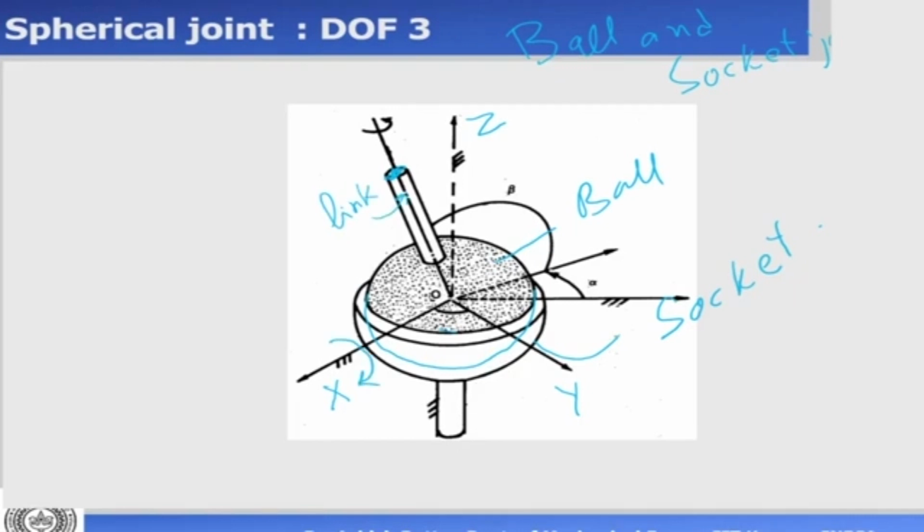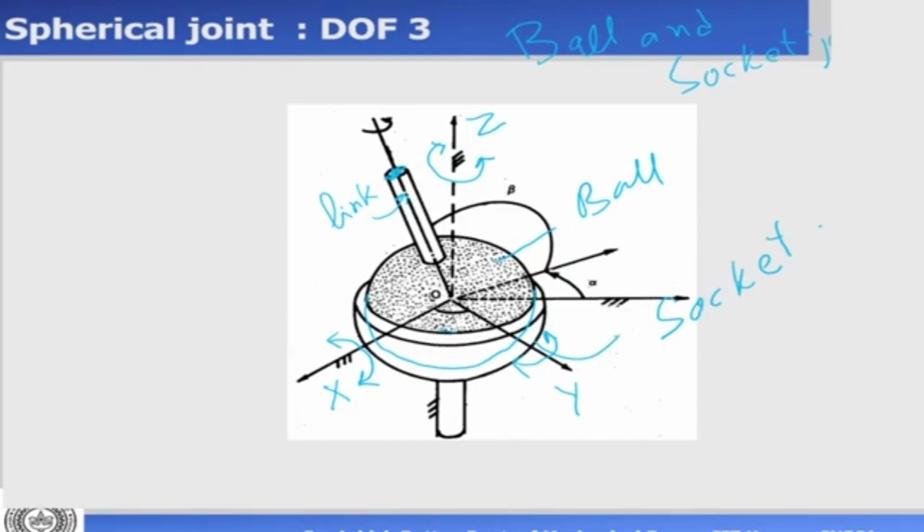Okay, and rotation means it is both clockwise and anti-clockwise. It can rotate about the y-axis. So my y-axis is here. Sorry, that's my y-axis. Okay, so this is my y-axis. It can rotate about the y-axis, and it can also rotate about the z-axis. Okay. So this ball and socket joint, the ball can rotate about x-axis, y-axis, and z-axis.